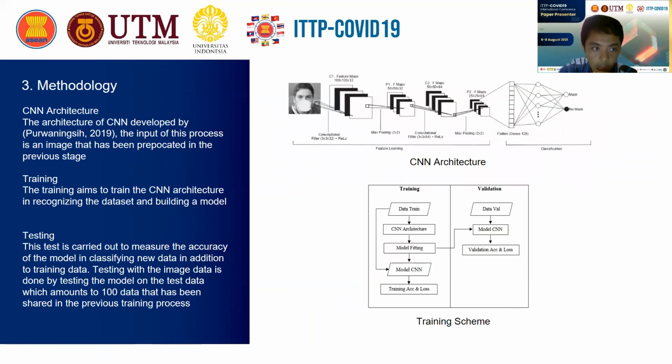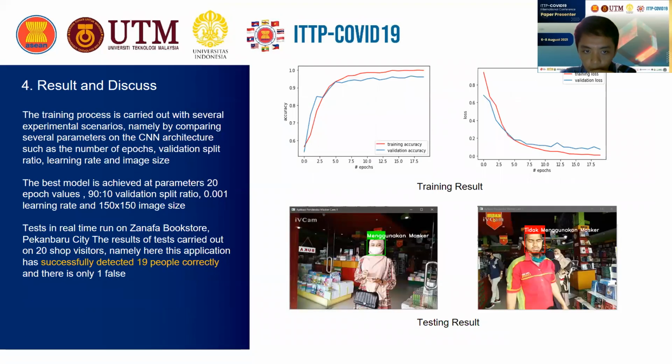And then the CNN architecture. The CNN architecture plot in this study was developed by Purwaningsih in 2019. The input of this process is an image that has been pre-processed in the previous stage. We see in the image the CNN architecture developed by Purwaningsih.